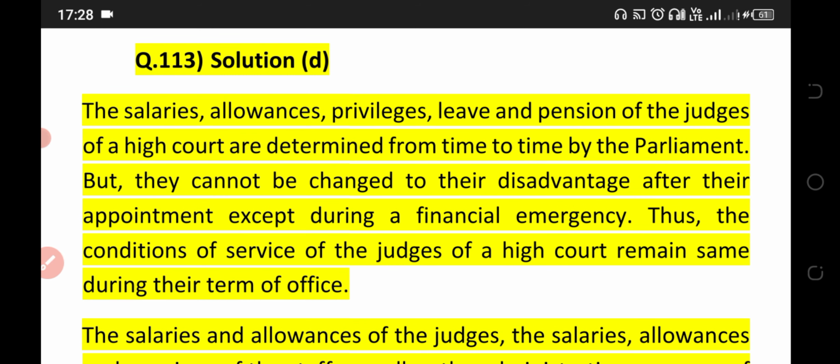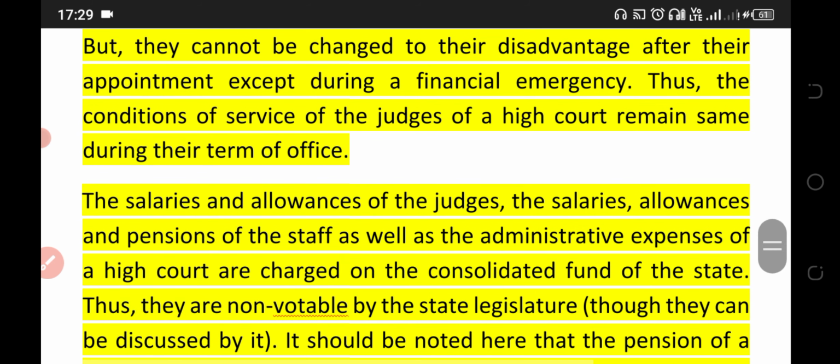Salary, allowances, privileges, leave, and pension of the judges of the High Court are determined from time to time by the Parliament. But they cannot be changed to their disadvantage after their appointment, except during a financial emergency. Thus, the conditions of service of the judges of the high courts remain the same during their term of office.